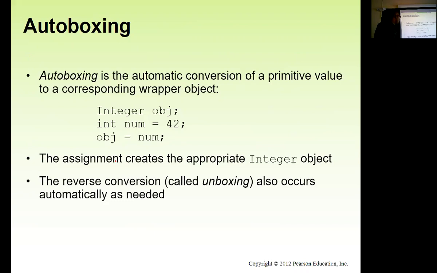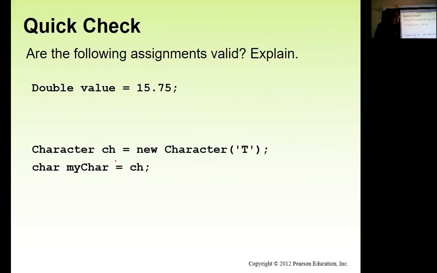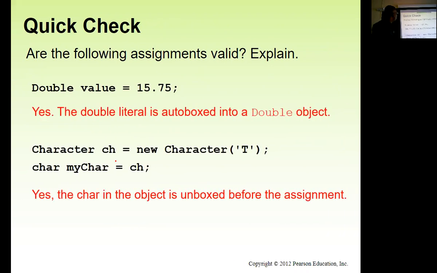The reverse conversion is called unboxing, and it's automatically done. So if we have a Double, which is the object type here, and we set it to 15.5, it will be auto-boxed into a Double object. Although what you would expect to see in this case is that you would say Double value equals new Double, and then you put the value in there. But by creating the object reference and assigning it, it automatically works. And the same thing happens for the others.